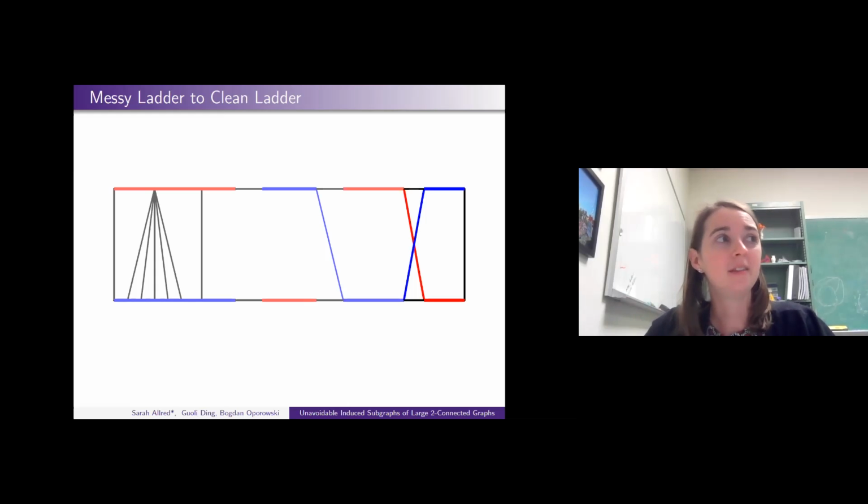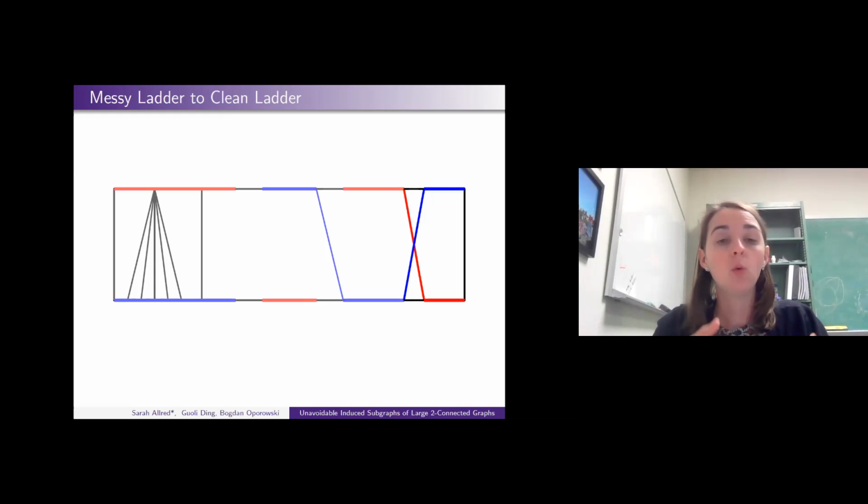But notice I'm getting the same graph, just our black rungs became members of the rail and our red and blue members of the rails became rungs, and then to the right, we flipped. All right, so since we're looking at induced subgraphs, there's nothing I can do to get rid of a cross of this type, okay? So our process of resolving the crosses is going to give us a clean ladder. It doesn't matter how big the ladder is. We know at this point it has to be clean.